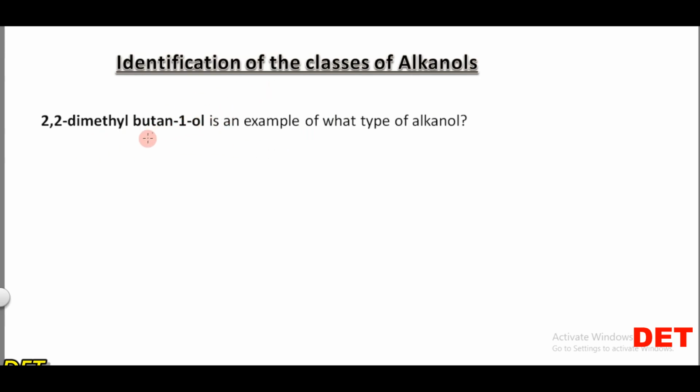All right, so here we'll be looking at this question. The question here is: 2,2-dimethyl-butan-1-ol is an example of what type of alkanol?